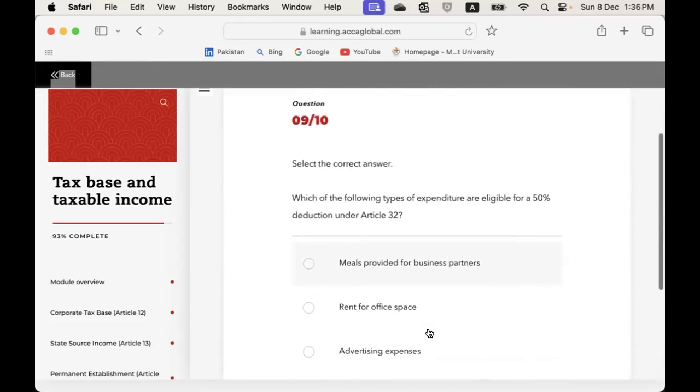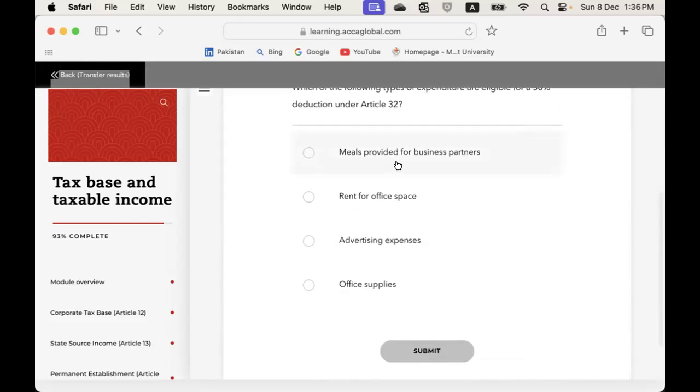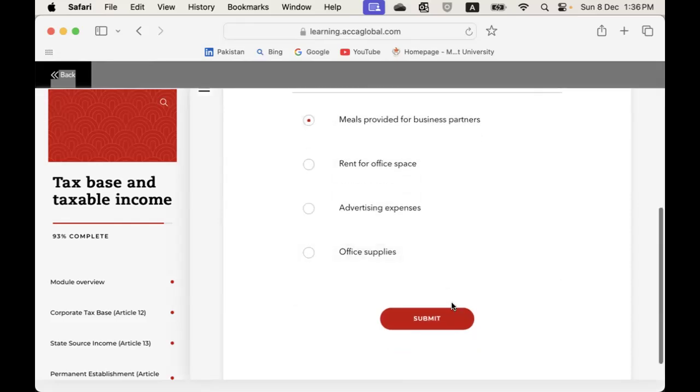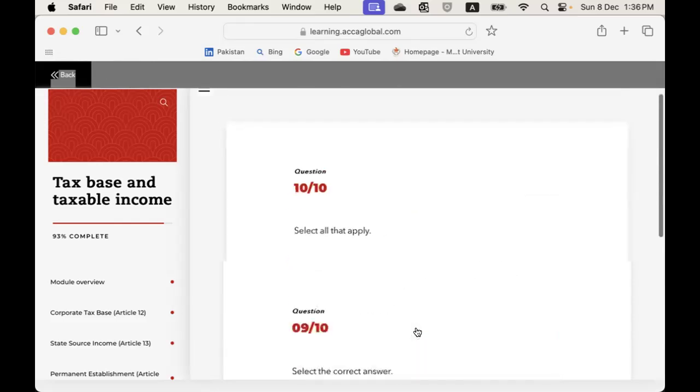Then we come to the ninth. Which of the following types of expenditure are eligible for a 50% deduction under Article 32? Let's read. Meals for business partner. I think this was meals for business. Yes, correct. Rent, no. Advertising, no. Office supplies, no. So this is the only logical choice, right? Yes, meals. Okay, correct. And then we reach the tenth.